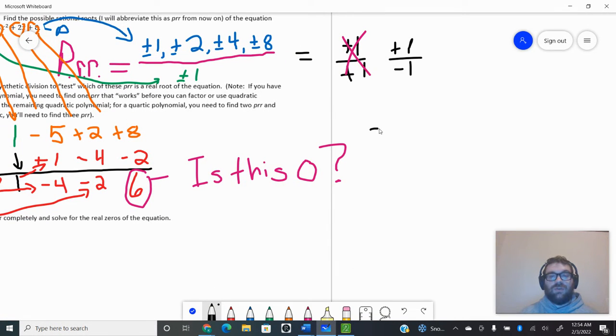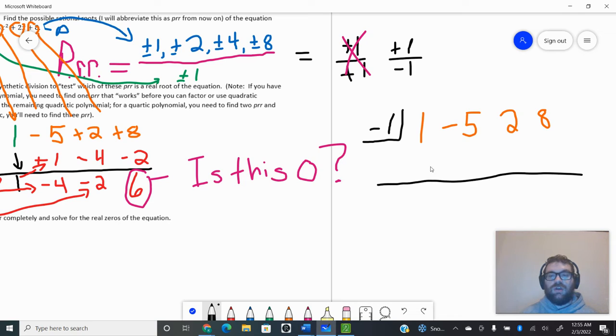So now just up over here, I'm going to go ahead and do synthetic division, but with minus 1. So the exact same process we just did, but instead of putting 1 in the box, we'll put minus 1 in the box. What were the coefficients? 1, negative 5, 2, and 8. Draw our line. Drop the 1, and here we go.